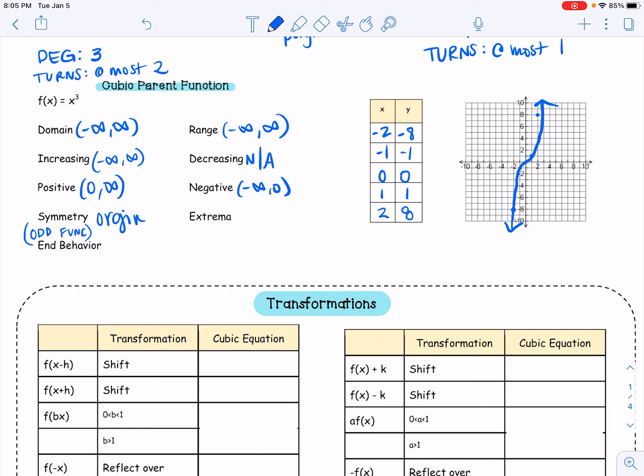The next characteristic is extrema. If you remember, extrema means your maximums and your minimums. Well, because this graph doesn't have any turns, it doesn't have any change in direction, there is no max or min. There's no highest of the high and lowest of the low, because it goes on forever. What we need to talk about here, though, is this point in the middle, where it does kind of do that little change, but it's not a change in direction. It just kind of glides over.